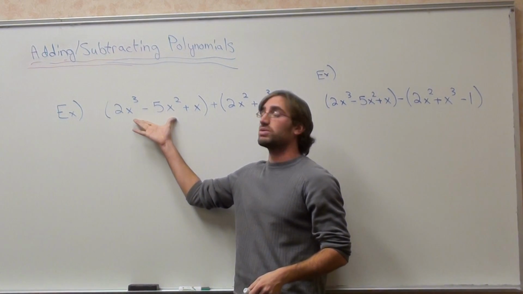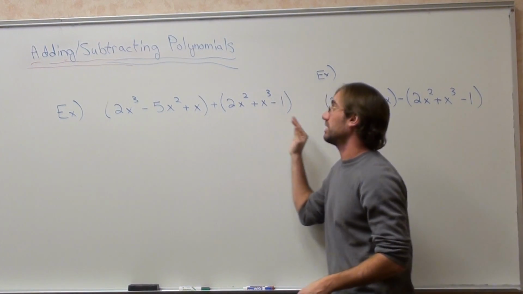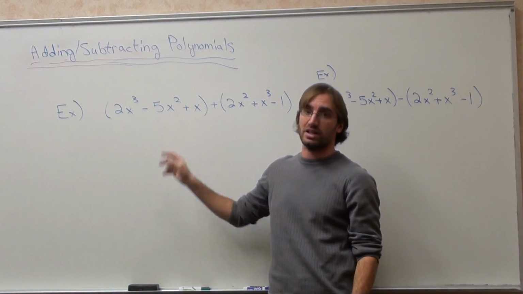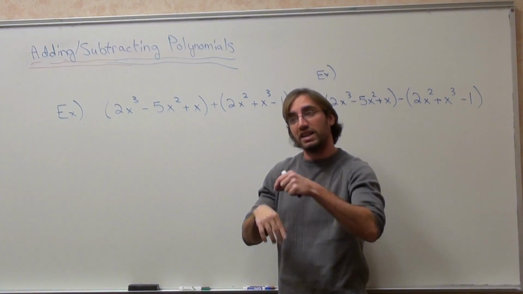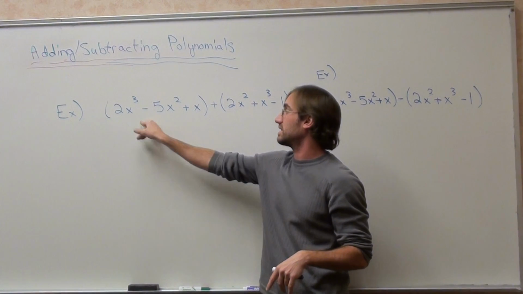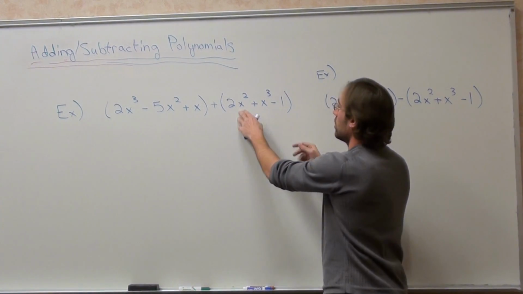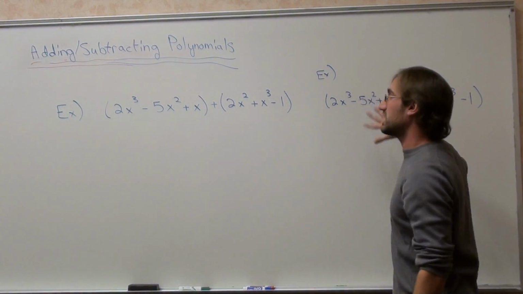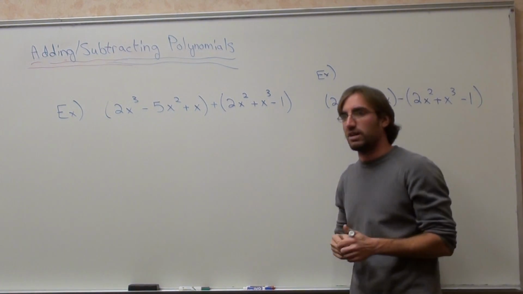Is there any like terms that I can add inside the respective quantities? And the answer is no. This has an x cubed, this has an x squared, and this has an x. If they have the same exponent and the same variable, then you could add or subtract them inside. But they don't. And these don't either. This has an x squared, x cubed, and no x value. This one is exactly the same, except I put a subtraction sign in between.